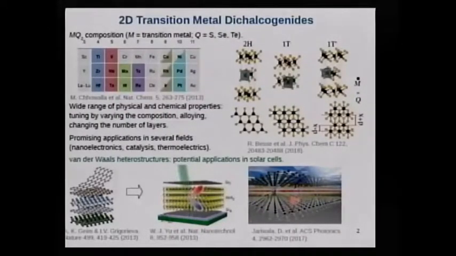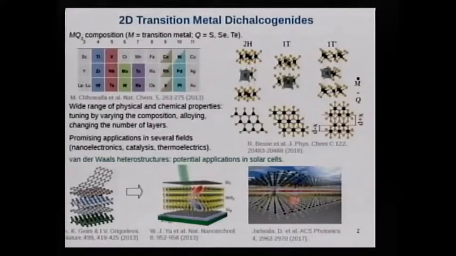Transition metal dichalcogenides are the materials with the chemical composition MQ2, combining a transition metal and a chalcogen, which is sulfur, selenium, or tellurium. These materials have been attracting a lot of attention in the context of two-dimensional materials, because when considering principally these transition metals that are highlighted in this table, they obtain layered crystal structures, which can be exfoliated to obtain monolayers or few-layer nanosheets.